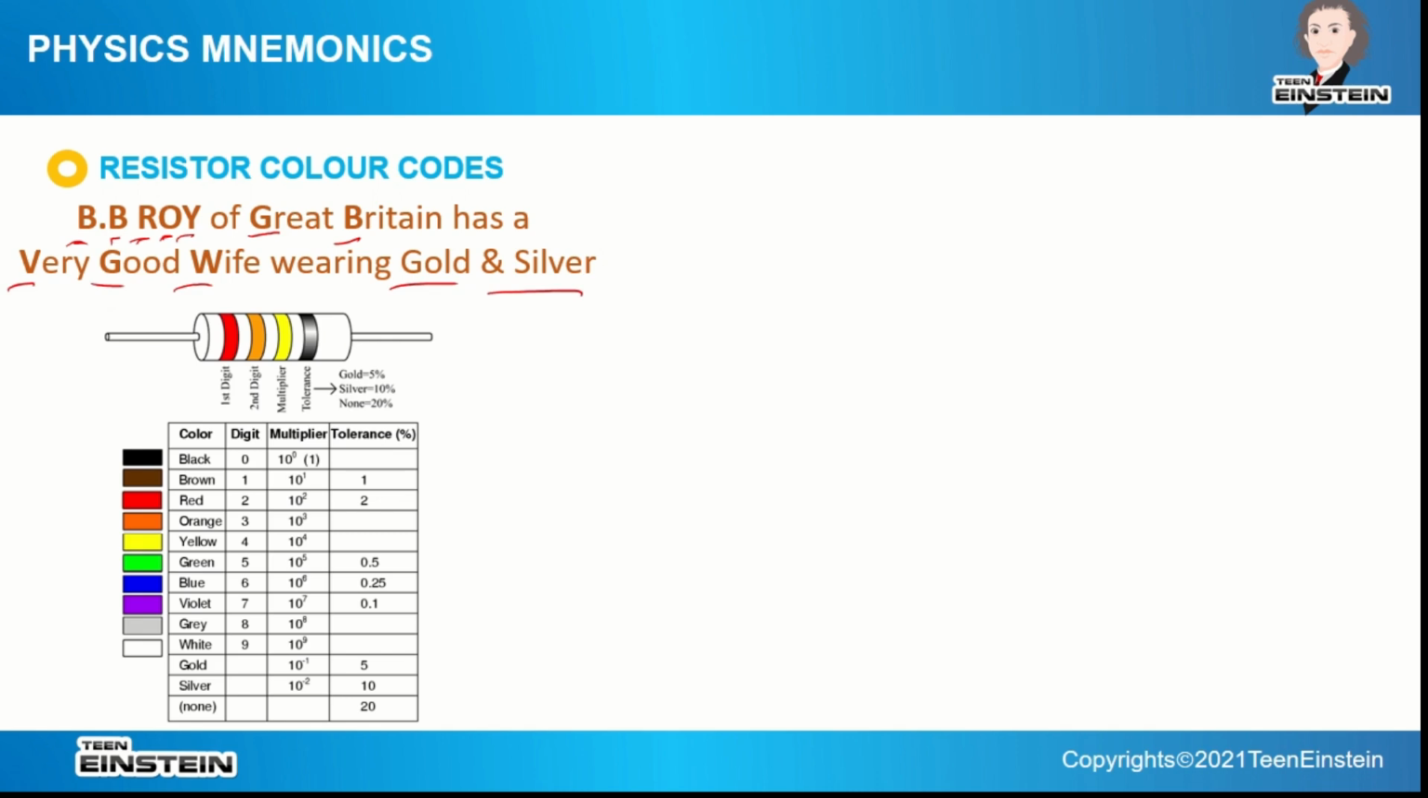So the digit order: black is 0, brown is 1, red is 2, orange is 3. You can easily remember if you remember the statement, B.B. Roy of Great Britain has a very good wife wearing gold and silver. You can easily write down the color codes and the digit values from 0 to 9. With this you will be able to easily solve the questions related to resistance color codes.